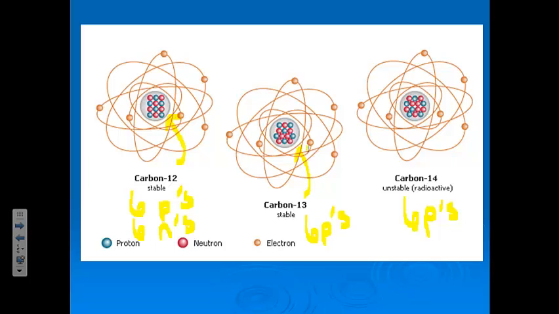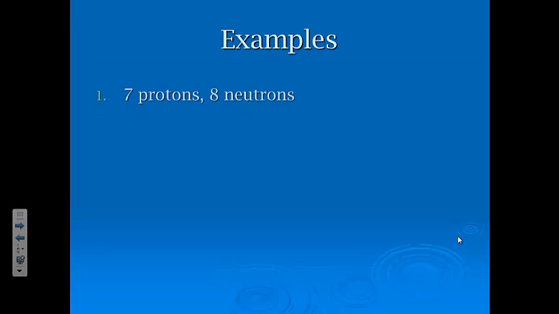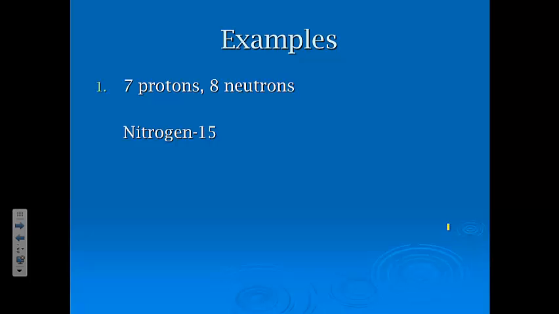Now, carbon 13, we're now up to 13 particles in the nucleus. I've already told you that there can only be 6 protons because it's carbon and that's its atomic number. It's the way it is. But since the mass number is 13, it means we're going to have 7 neutrons here. Okay, 7 neutrons. And then carbon 14, again, it's still carbon, so it's still 6 protons. We're up to 14 particles in the nucleus, which means that we're going to have 8 neutrons.